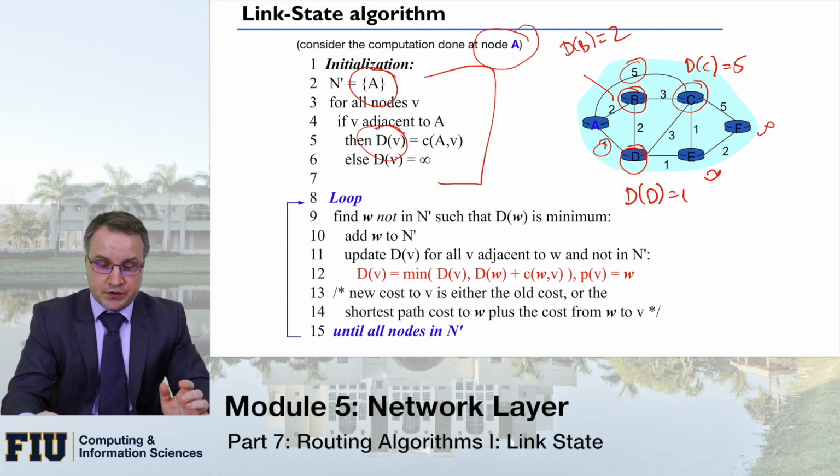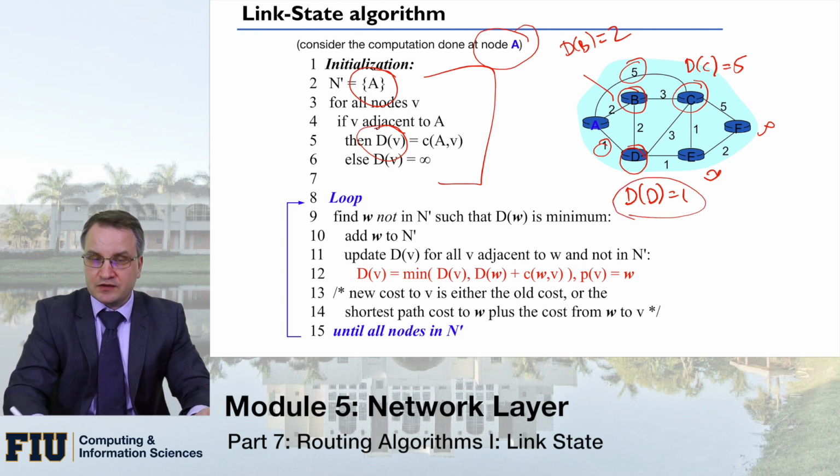So that's it. What we do next is simply pick the smallest among all these values, and the smallest one is 1. So we pick node D for further consideration.